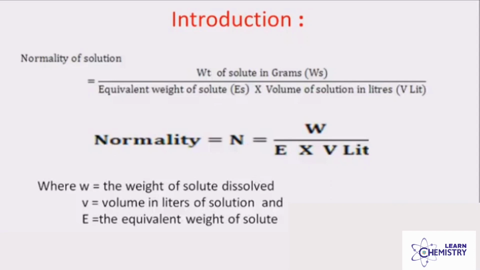So normality of solution we can calculate with the help of the formula, that is weight of solute in grams, that is Ws, divided by equivalent weight of solute, that is Es, multiplied by volume of solution in liters, that is V liters. So normality in general is equal to W upon E into V in liters.